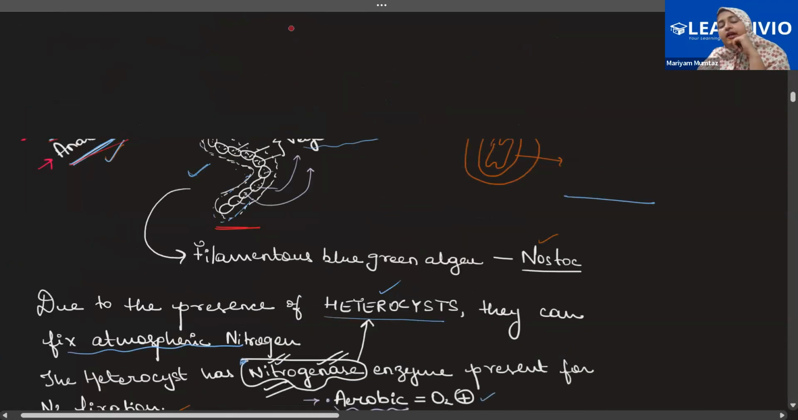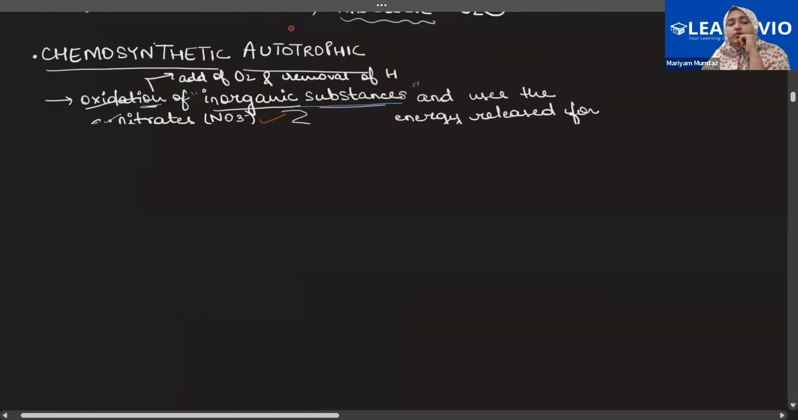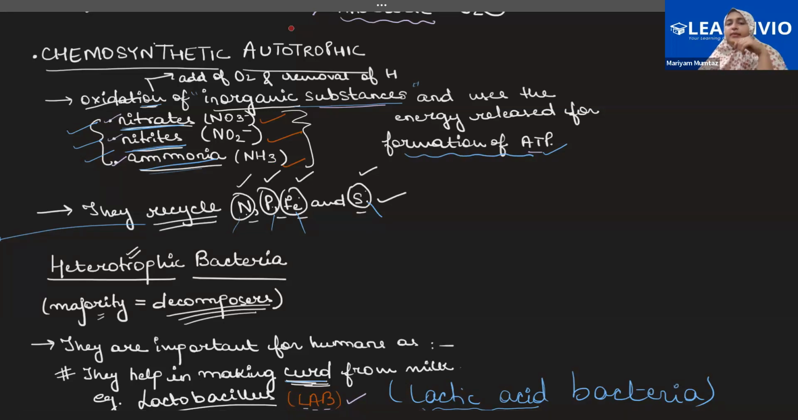Up till now, we have discussed the autotrophic mode of nutrition in archaebacteria and eubacteria. Now, moving on to the chemosynthetic autotrophic mode of nutrition. Here, we know that with the help of certain inorganic substances as a source, the food is made.